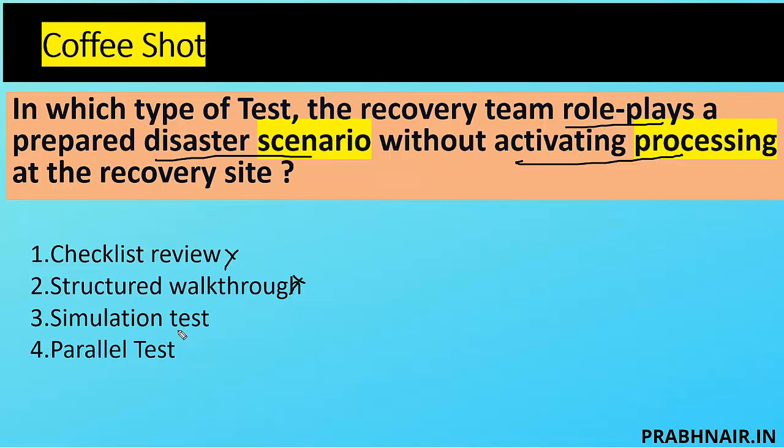So this is your primary site and this is basically the alternate site. The best site for testing the DR or incident is basically the hot site, but the question is talking about not activating processing at the recovery site. Here the recovery site is basically my hot site. We are not going to that site. We're still doing the activity here, which is more like a role play.